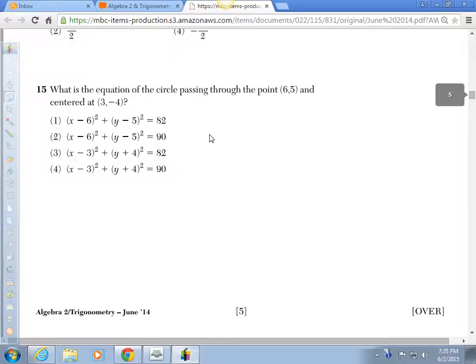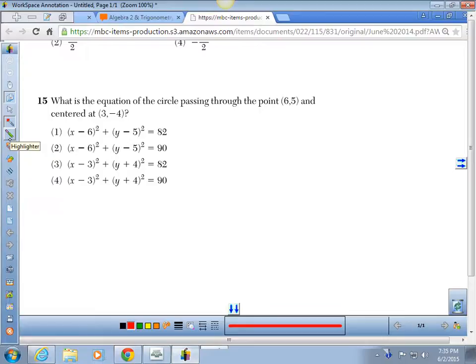Okay, moving on into number 15. Now 15, is 15 really an Algebra 2 and trig question? Nope, you would have seen this one right off of your geometry Regents exam as well. One of the topics that carry over from geometry is the center radius equation of the circle. So we have a circle that has this as any point on the outside of the circle, but we're centered here at h, k, which is 3, negative 4.